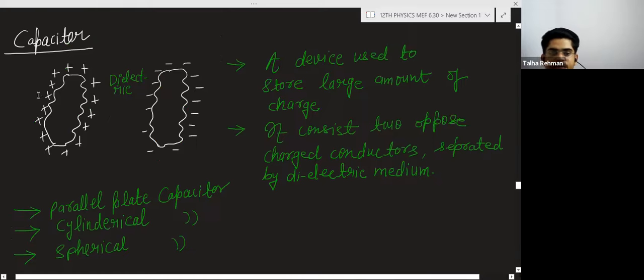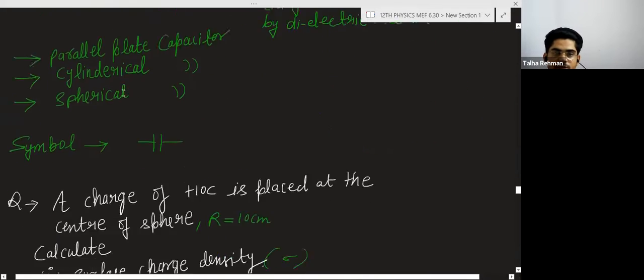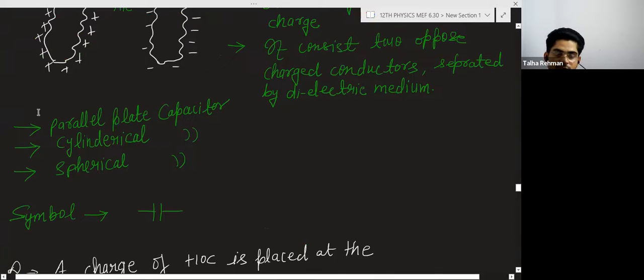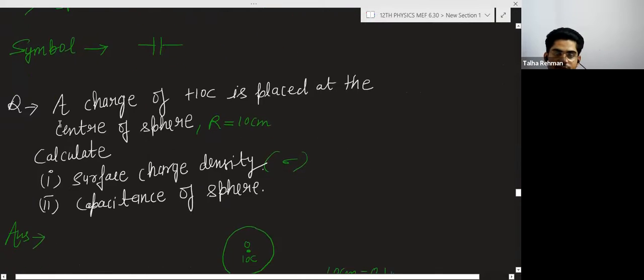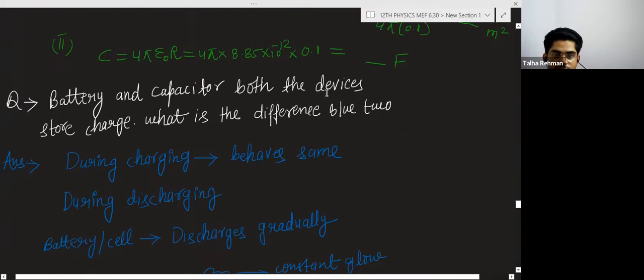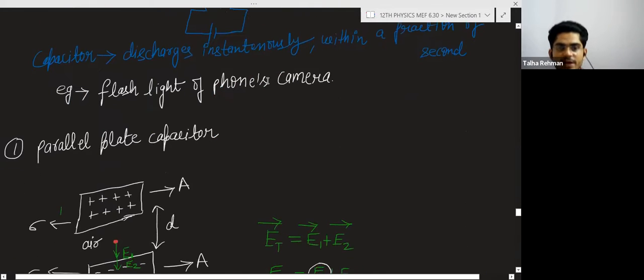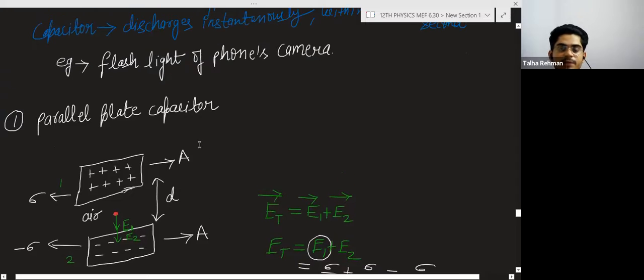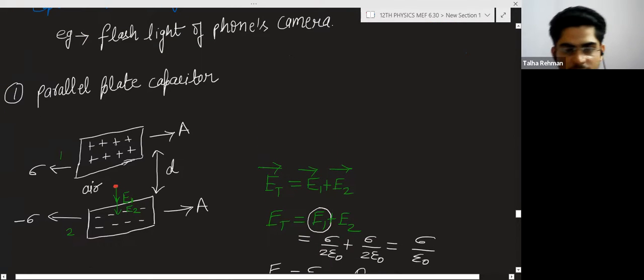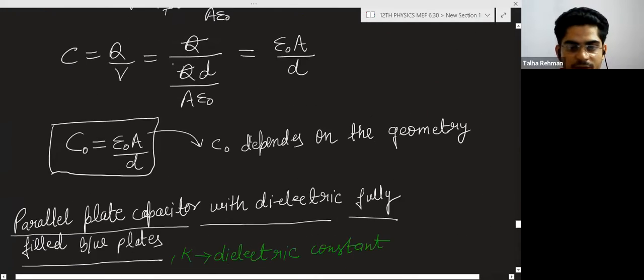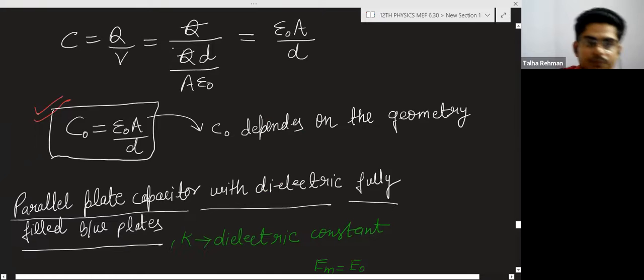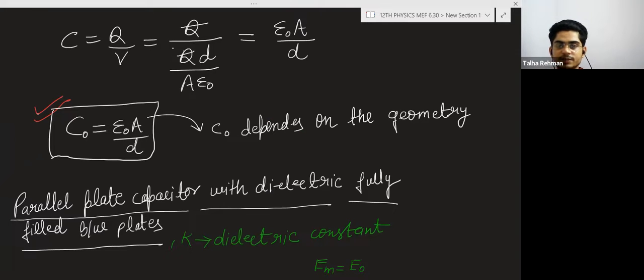Actually, we have started the chapter on capacitor. Firstly, I discussed what is a capacitor, and we will study three types of capacitors. The symbol of a capacitor we have done. After that we have done a numerical, and battery and capacitor both devices store charge. What is the difference between the two? After that I told you about the parallel plate capacitor, when air is between the plates. So we got this result: the value of capacitance of a parallel plate capacitor is epsilon naught A by D.